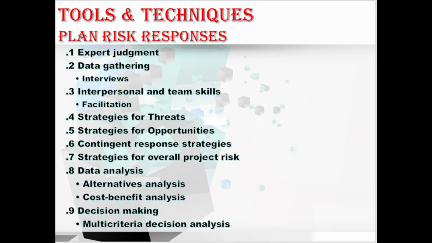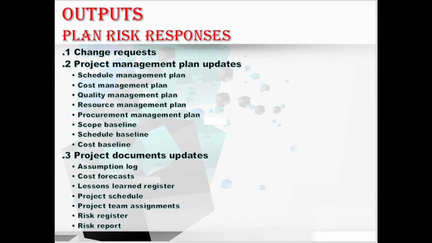This completes all the tools and techniques of the plan risk responses. Let's move to its outputs. In outputs, first we have the change request. As I said in my previous sessions, any change in the project has to go through the PICC process, that is perform integrated change control process. Hope you are clear with this change request concept. Let's move to the next output.